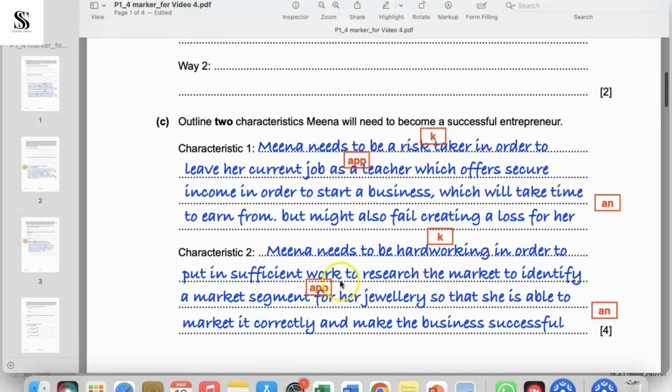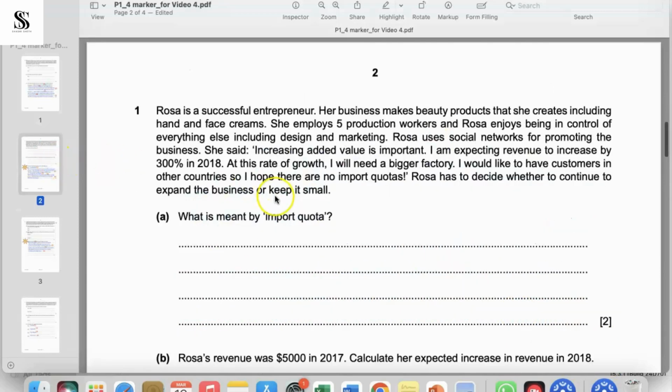Then another suggested answer would be that Meena needs to be hardworking in order to put in sufficient work to research the market to identify a market segment for jewelry. So this gives the application. And then the impact is so that she's able to market it correctly and make the business successful. So 1 mark each for the knowledge, and 1 mark for application and analysis together for each point. Altogether 4. Yay! Alright, let's go into the next one.